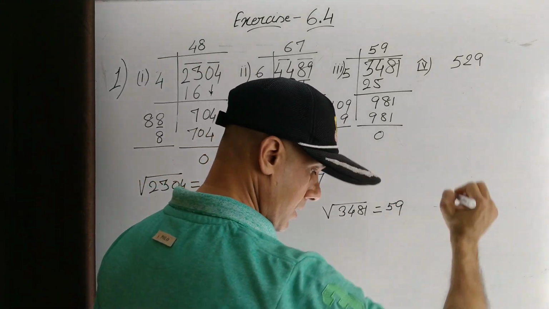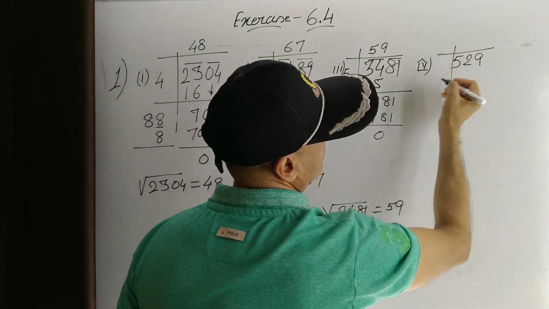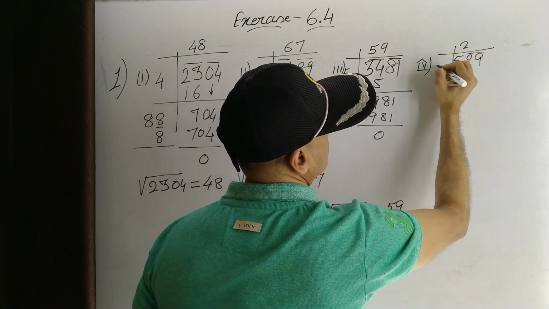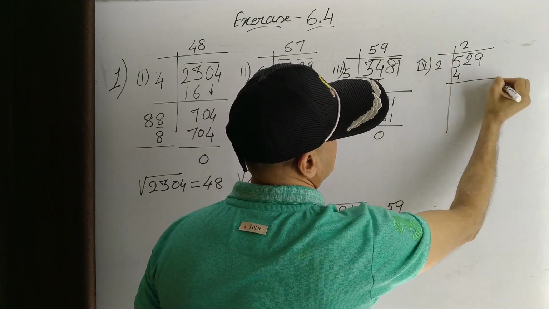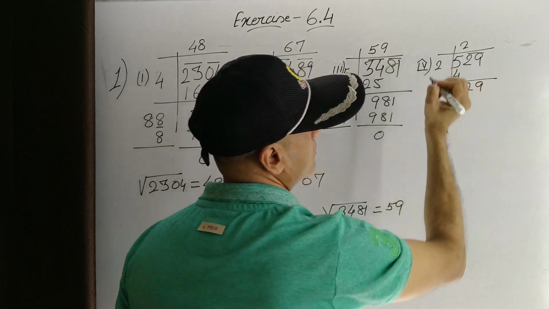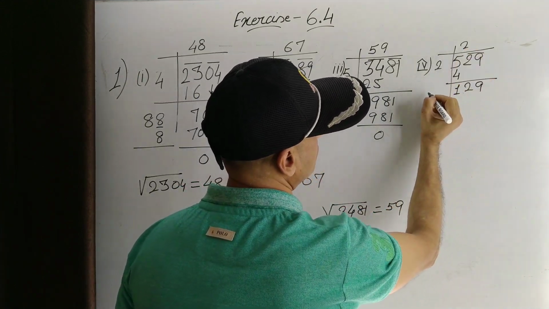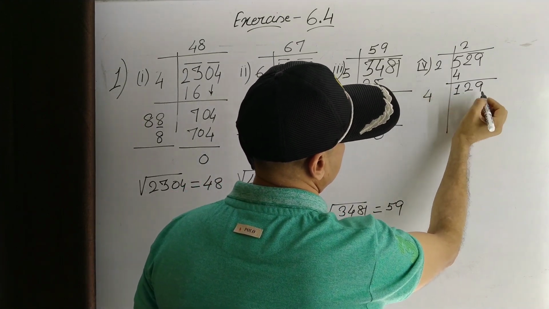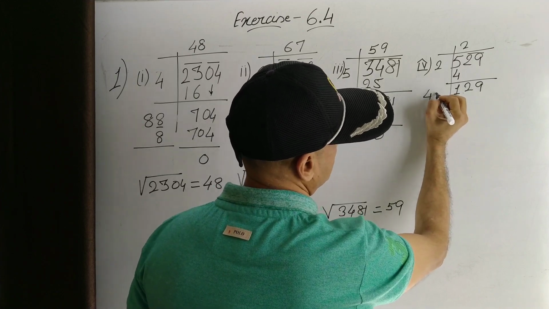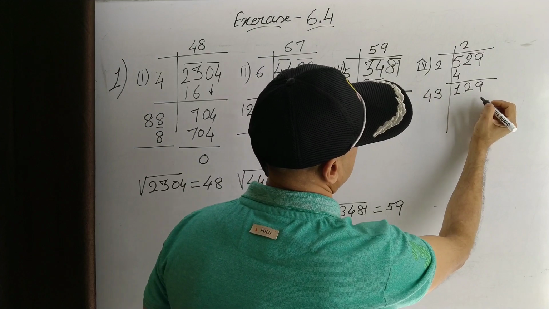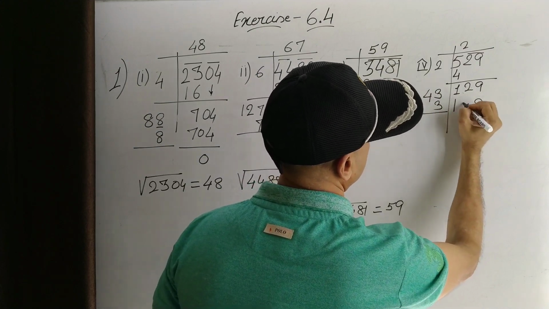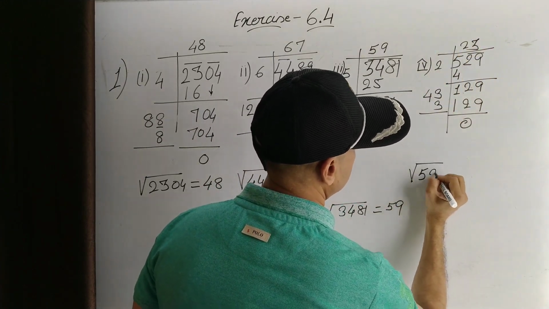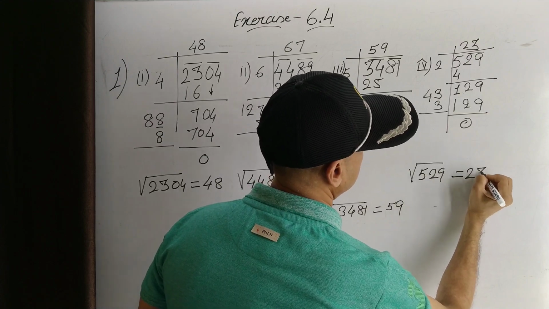Clear? So this one will start from right hand side, so 5 will be left alone. We'll take 5 first, 2 here, and 2 into 2 is 4. So we'll have 1 here and 29 down. Now 2 into 2 is 4, so that is the left hand component. Now we want 9 here. We'll take 3 because 7 will be more. So 3 into 3 is 9, and this will be 129. Remainder is 0 and this will be 3. So square root of 529 will be equal to 23.